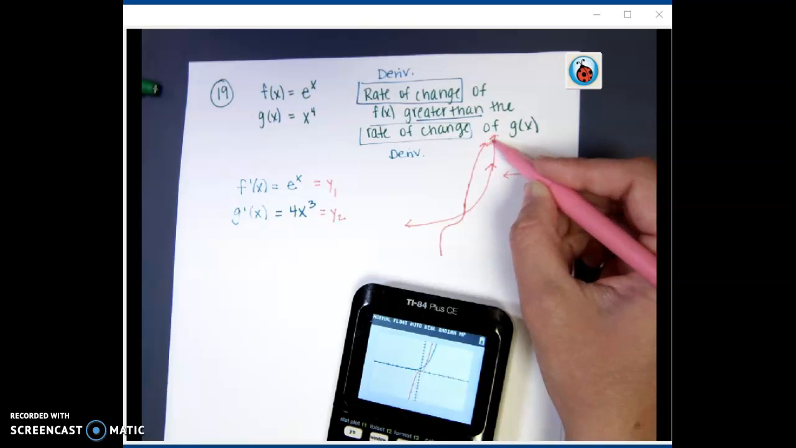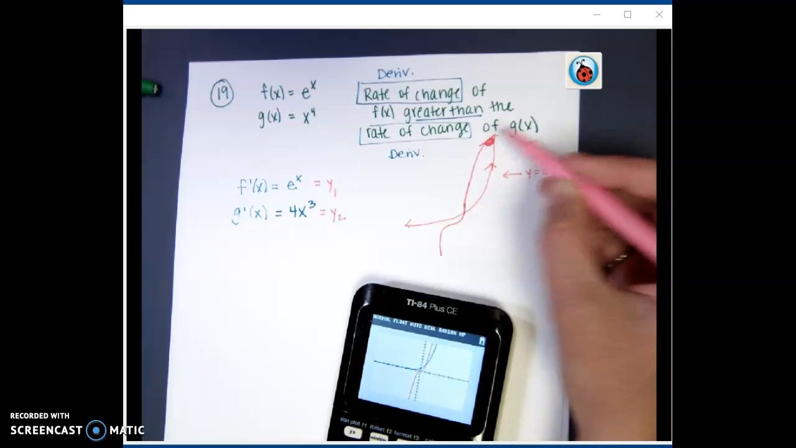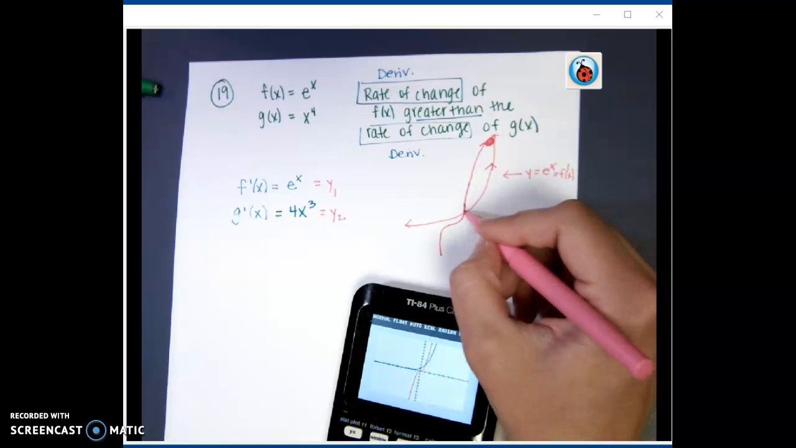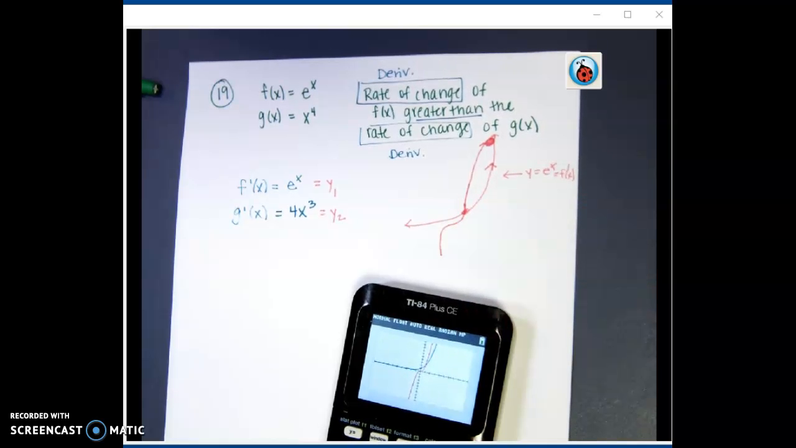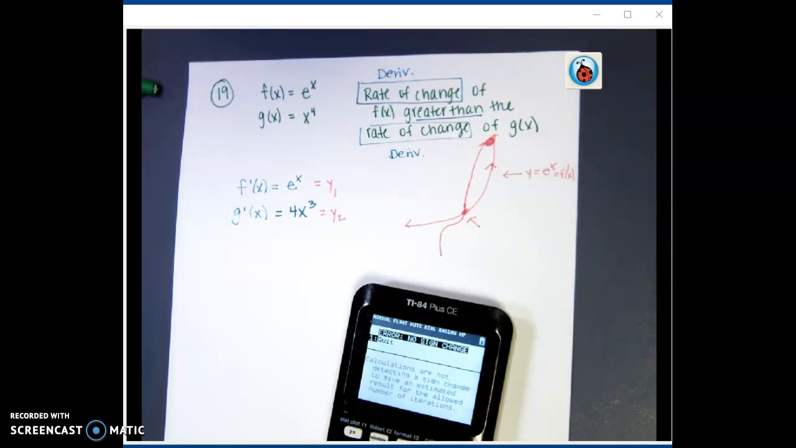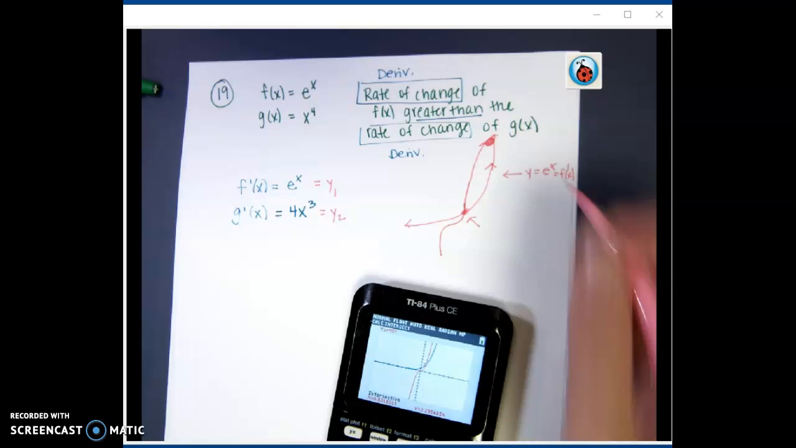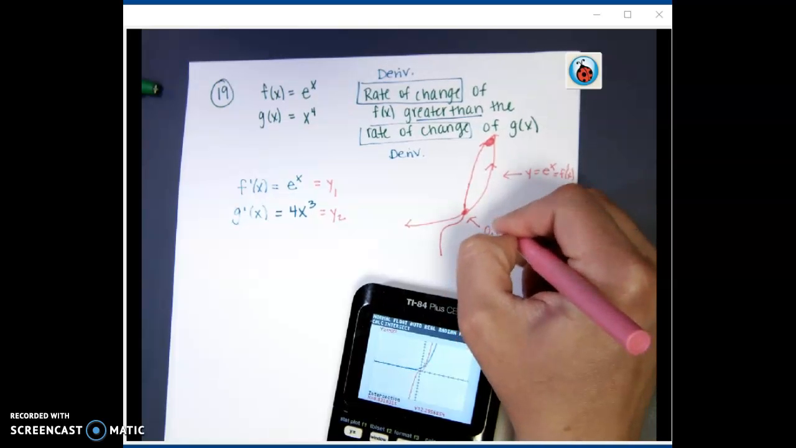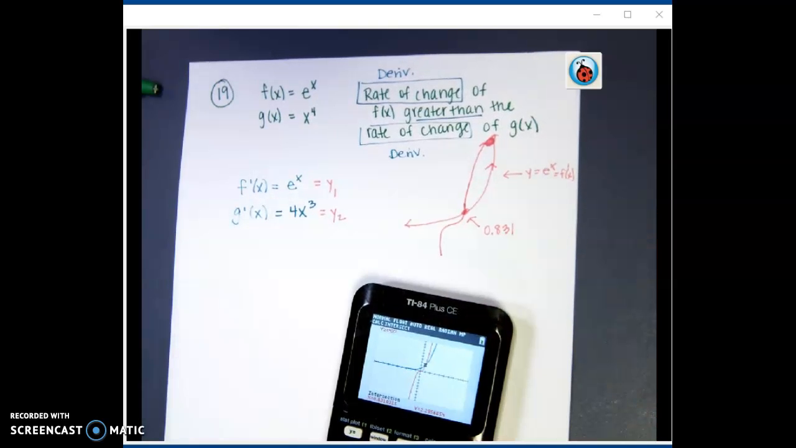So they're going to intersect way up here. So you need to be able to find that point. So I'm going to go ahead and find this intersection because it's already on the graph. So if we go to second, trace, intersect, this point where they intersect here, like that, is 0.831. So that's where they intersect there.